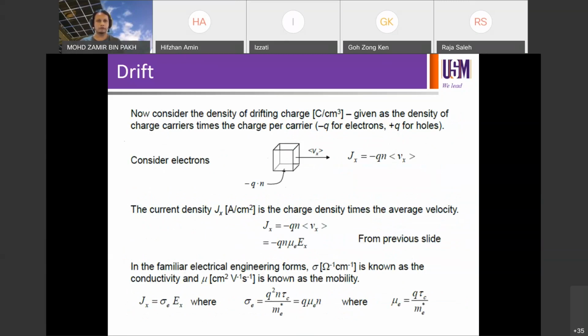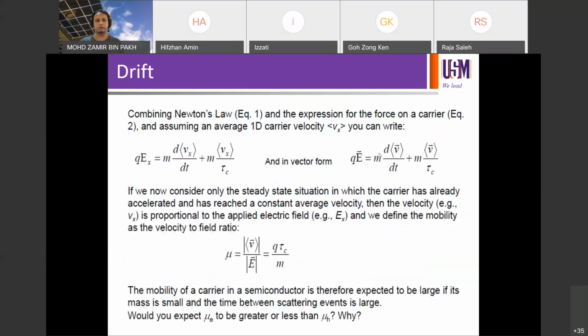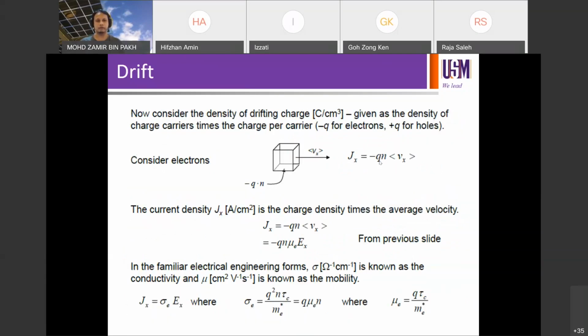Okay, drift. Consider electrons, because we're going to come to what we call mobility and the current density related to drift. And J here is current density. J is the current density. So if you look down here, let me write down. Due to the net motion, you need to use this equation in order to calculate, and that will be given by this.